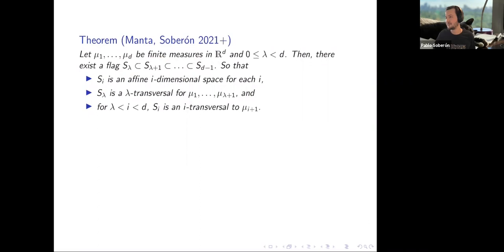Okay, just like in the central transversal theorem. But for the bigger ones, S lambda plus one is a lambda plus one transversal to the next measure, mu lambda plus two. The next one is a central transversal for the next measure. So each of the ones in front just deals with one measure, but we're not being wasteful. So we always keep D measures, okay? This is a variation that I hadn't seen written before, but if you know the central transversal theorem, you can bootstrap it to get this.